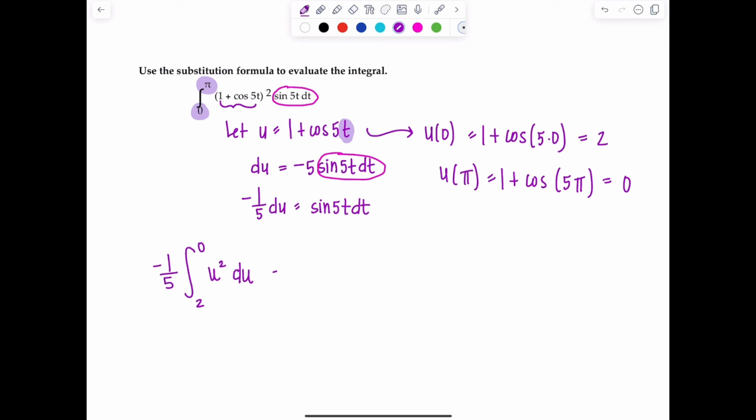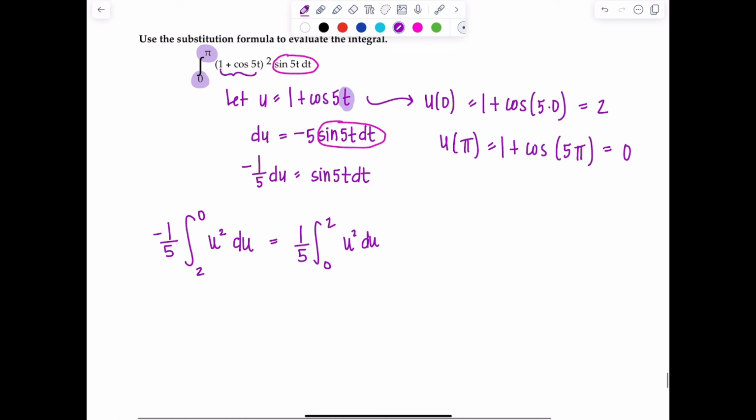Now, a couple things we can do to make the rest of the problem easier. I'm going to flip the limits and then make it positive, so I can get rid of that negative sign if I go from 0 to 2 instead. u squared du. Isn't that nice? Now we're ready to anti-differentiate. So add 1 to the exponent, it's going to become u cubed, divided by 3 is multiplying by 1/3. And then we'll evaluate from 0 to 2.